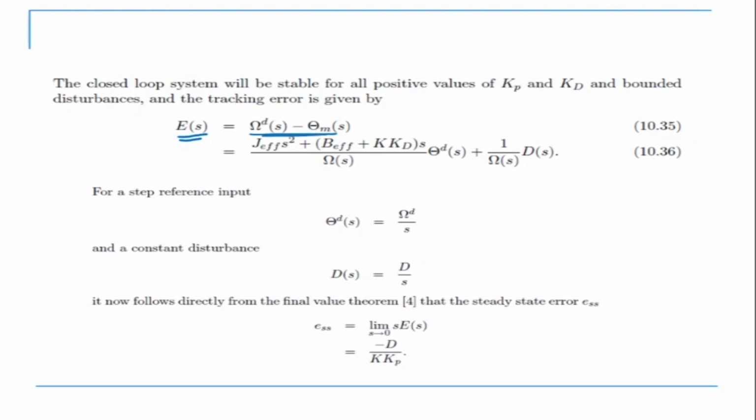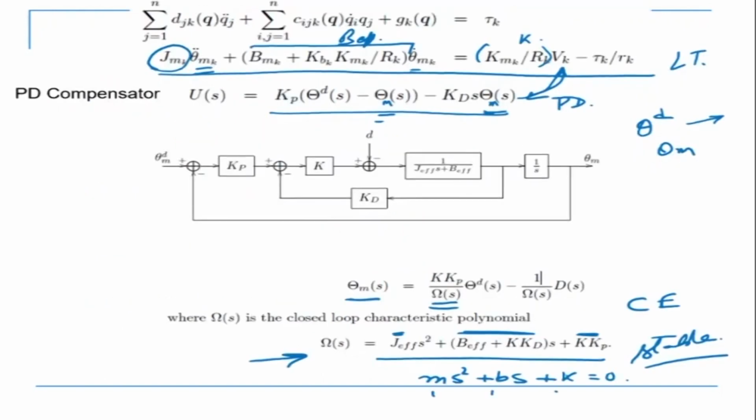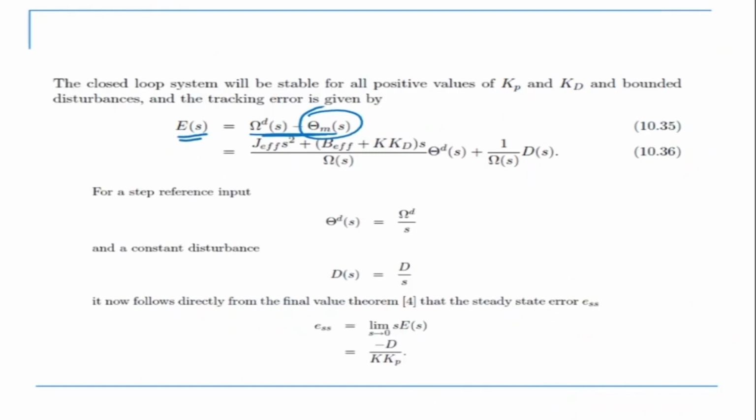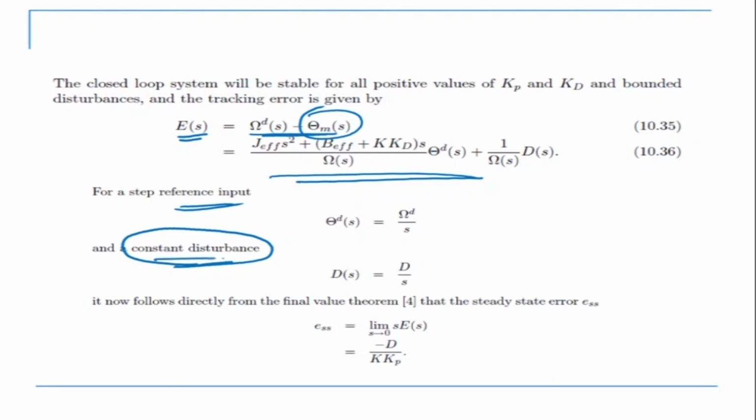So if I put the equations in here again, what is theta m? Theta m is equal to this. If I take theta m and put it into that equation, we get this equation. Now for a step reference input and a constant disturbance d by s. Please note that this is a constant disturbance. I'll come back to this when we talk about feed forward controllers today. I'm making the assumption that this is a constant disturbance, and you know very well, because we have studied dynamics, that this is not a constant disturbance.